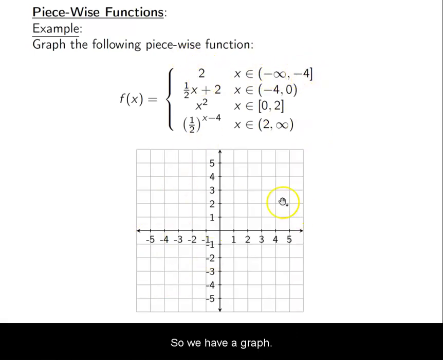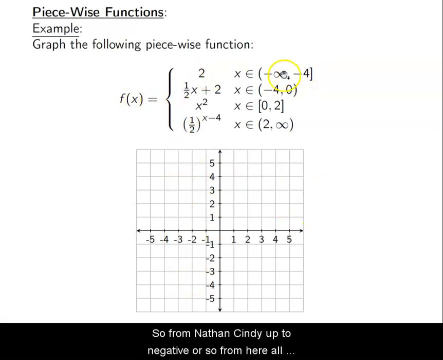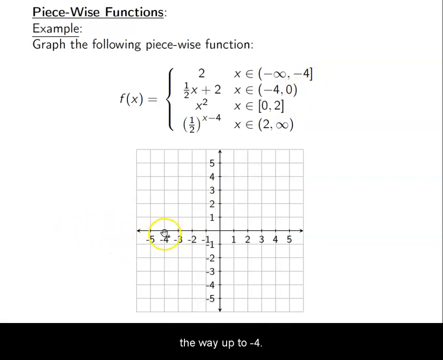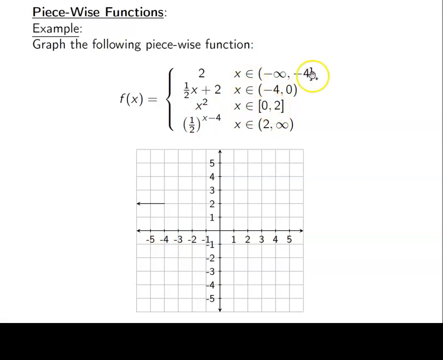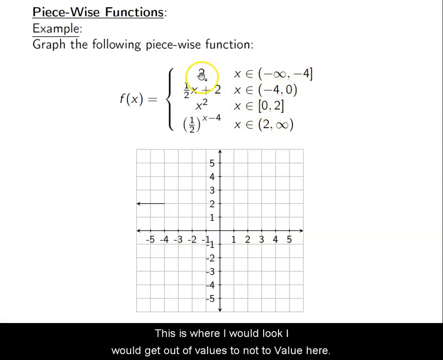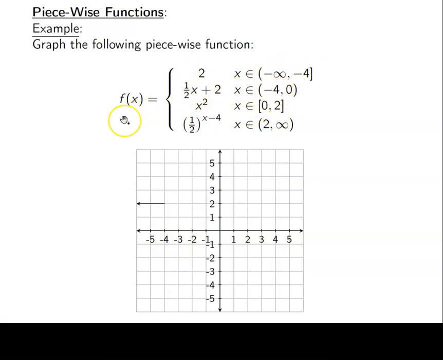All right. So we have our graph here. From negative infinity up to negative 4, so from here all the way up to negative 4, we have a constant value of 2. Now if you look at this endpoint, negative 4 includes the value of 2. So when I look at this function, if I were to plug in negative 4, this is where I would look. I would get out a value of 2, not the value here. So I'll put a closed dot there.